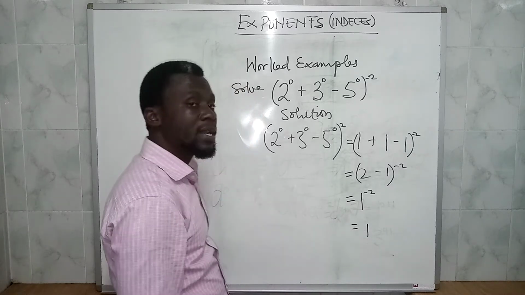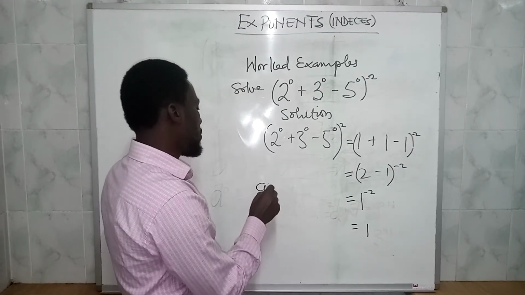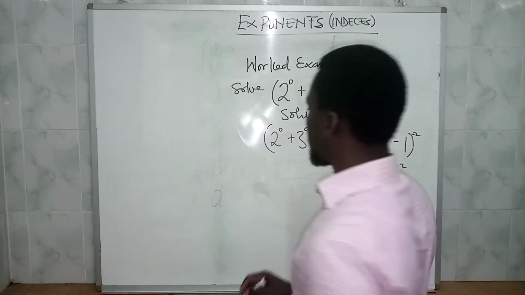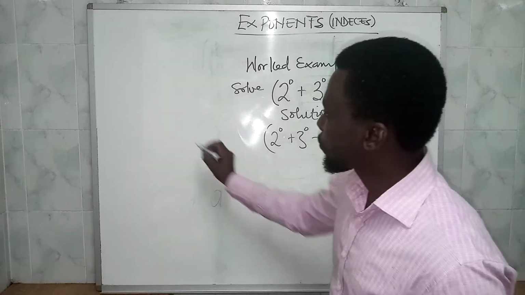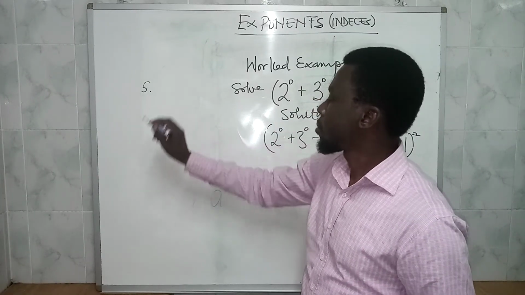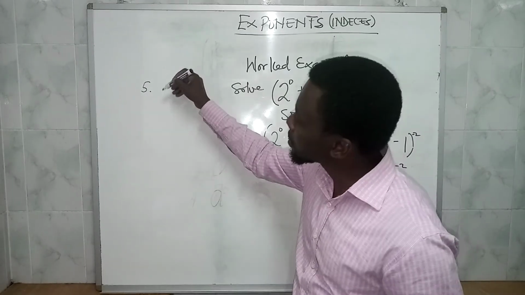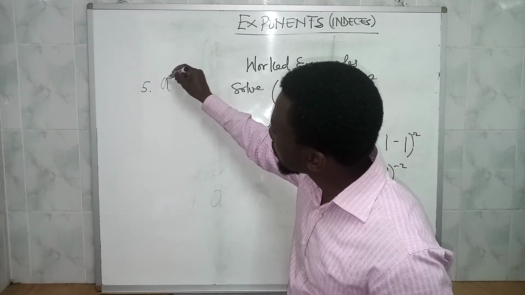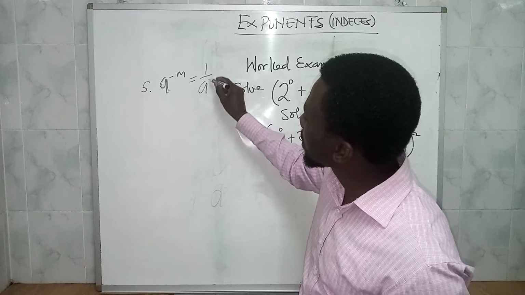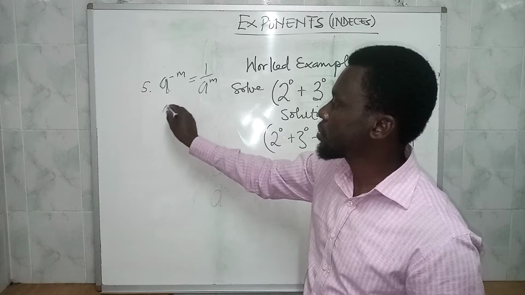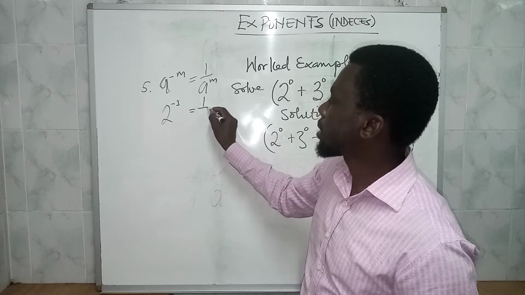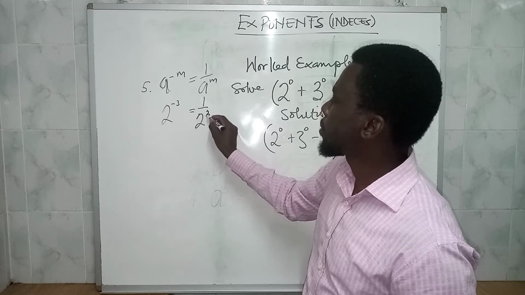The reason why it will give us 1 is that there was a rule that we should have looked at, which we didn't. We looked at 4 laws. Remember, let's take this as the 5th law. If we have, for instance, a raised to the power negative n, the answer becomes 1 over a raised to the power n. So it follows that if we have 2 raised to the power negative 3, you can write the answer as 1 over 2 raised to the power 3.